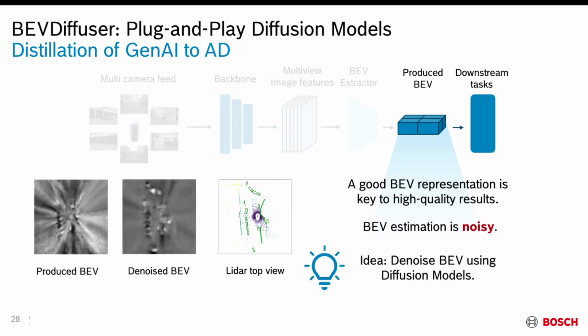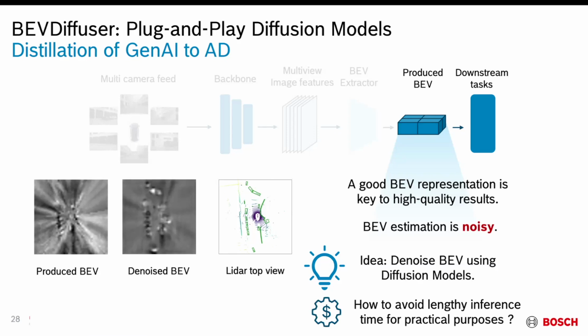And how can we get this one? Of course, diffusion models are very powerful denoisers in the domain. We all know about it. They have shown remarkable performance on a variety of tasks, and they are now also a candidate for autonomous driving. So we can try to denoise it with a diffusion model. But the question is, as I mentioned, we are trying to make decisions in milliseconds, but diffusion models have lengthy inference time. So how can I avoid this lengthy inference time for practical purposes?